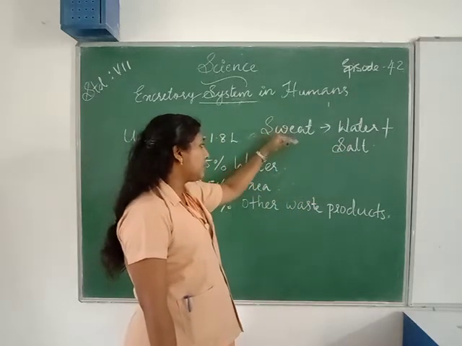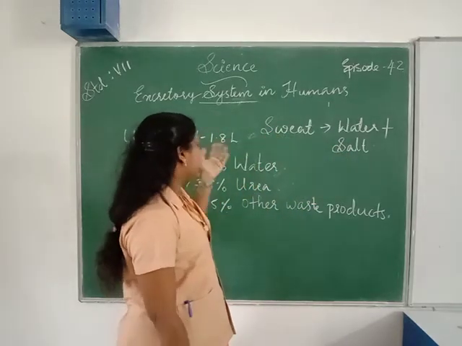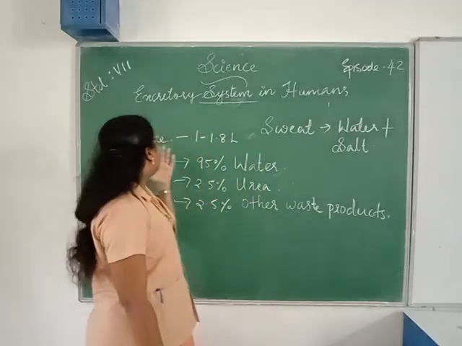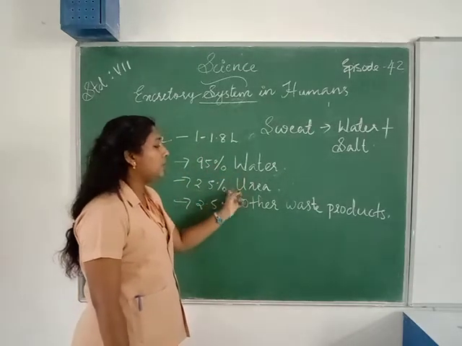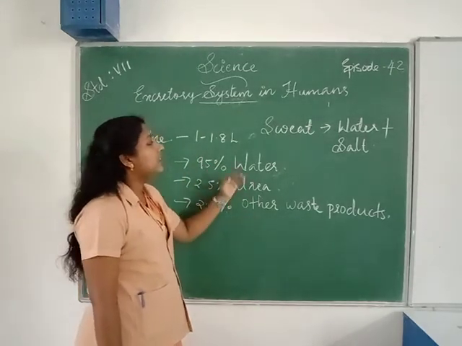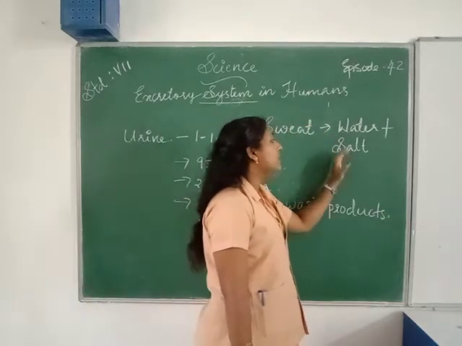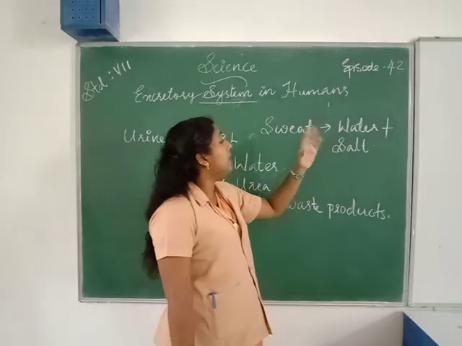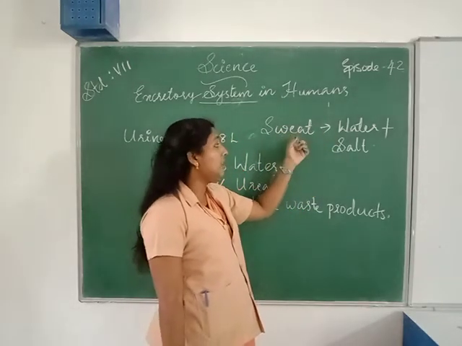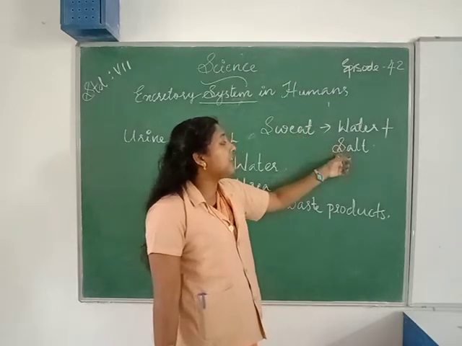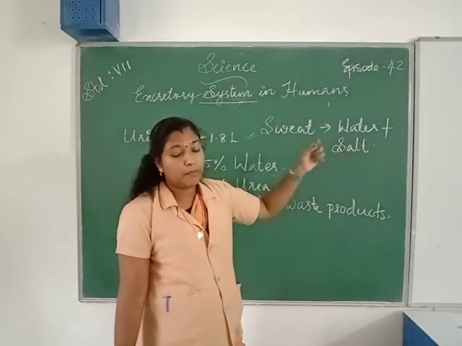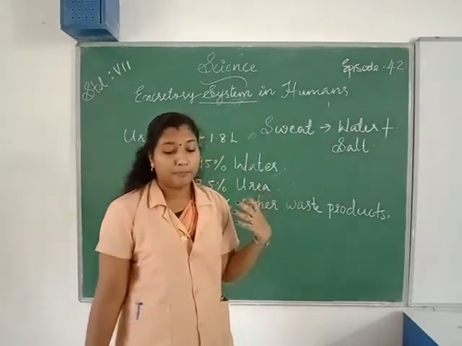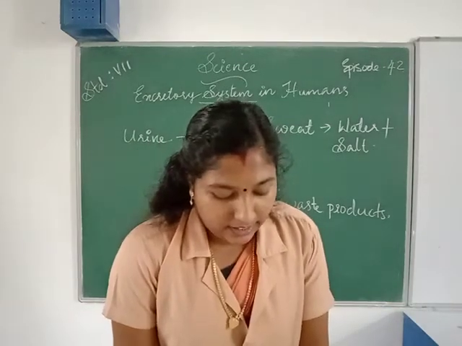Okay, through sweat and urine, waste is removed from our body. The urine contains water, urea and other waste products. Then the sweat contains water and salt. The salt is an unwanted substance present inside our body, so it is passed out through sweat from our body. In summer season, some white patches are seen on our clothes. Then next one.